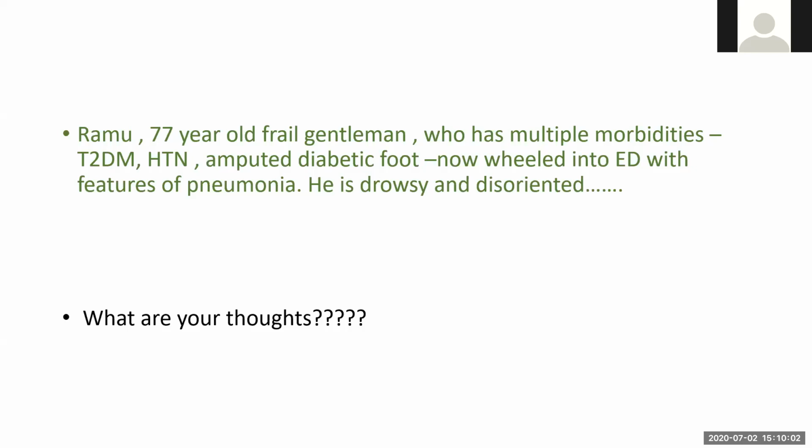So this is about Ramu, who is a 77-year-old frail gentleman. He has multiple morbidities: he's a diabetic on medications, he's a hypertensive on medications, he has an amputated diabetic foot, and he's on a couple of medications for pain as well for that. And now he's being brought in a wheelchair into the emergency department with features of pneumonia. He is found to be drowsy and disoriented.